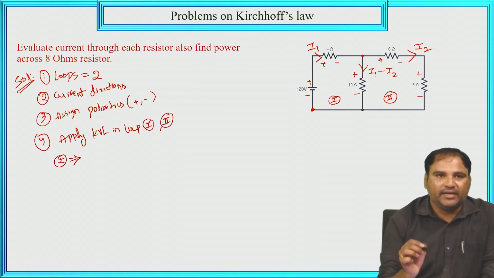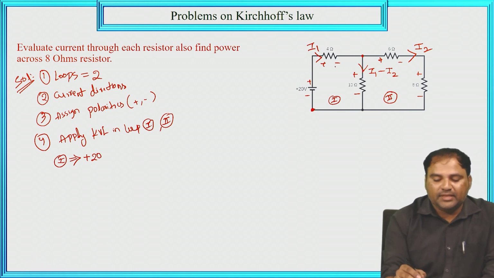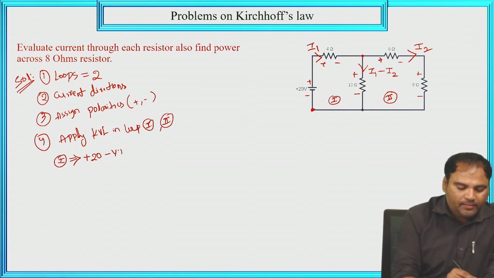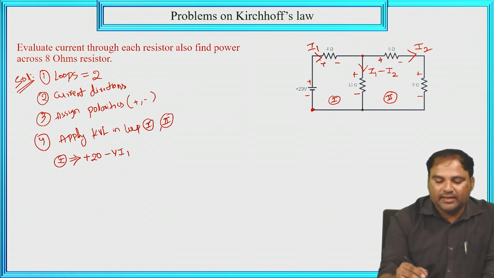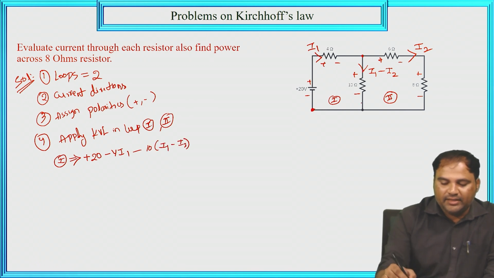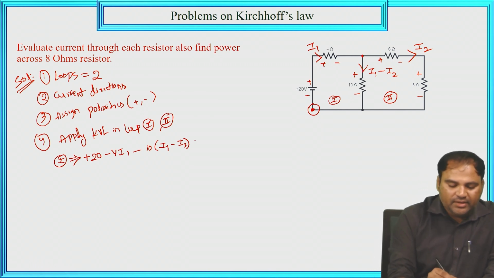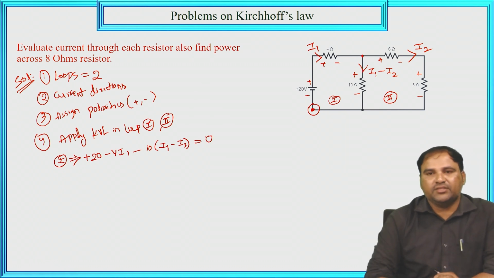So plus 20. Now at 4 ohm, the second polarity is minus, so minus 4I1, and the current direction is like this. Now at 10 ohm, the second polarity is minus, so minus 10 into (I1 minus I2). And here there are no more elements. This is the starting point and also the ending point, so it should be equal to 0.